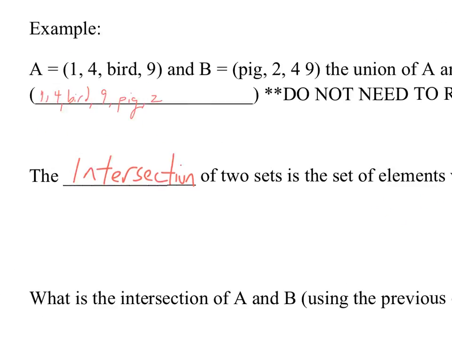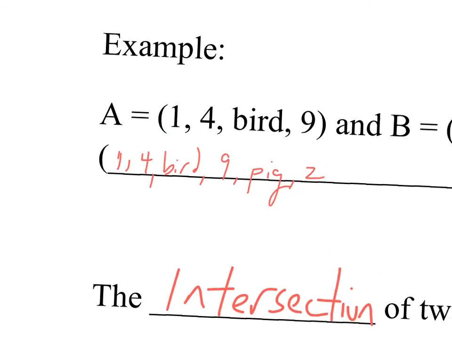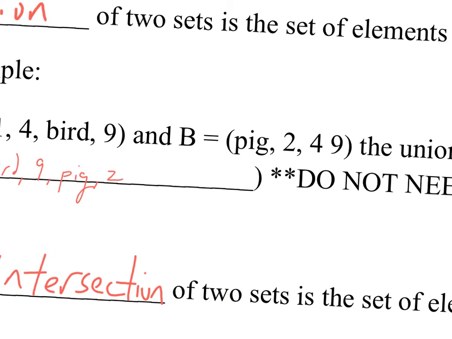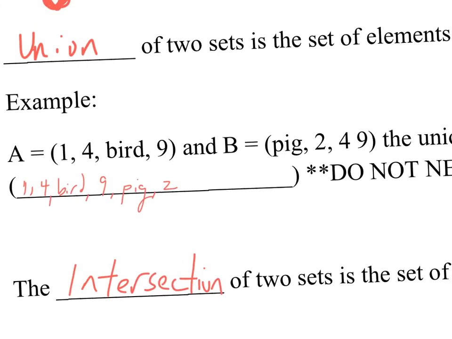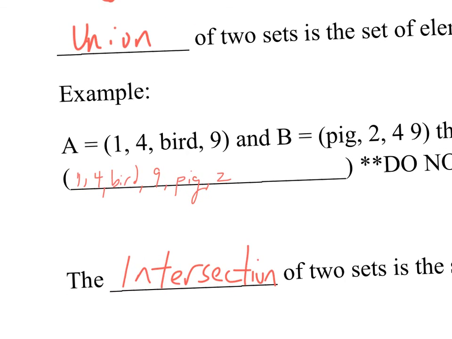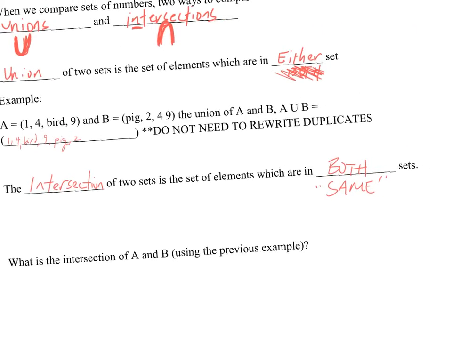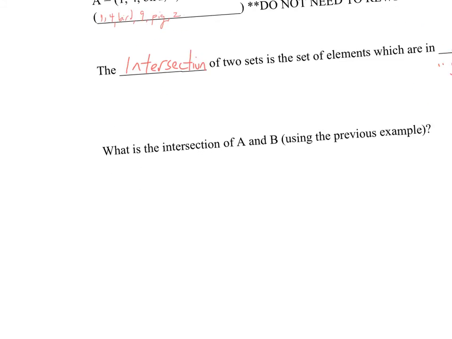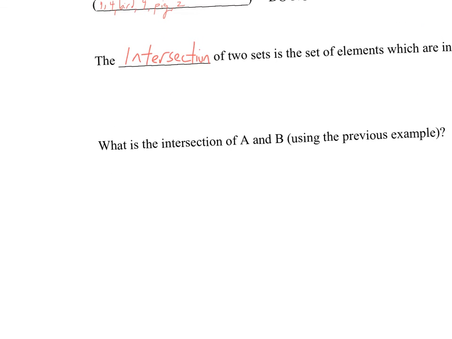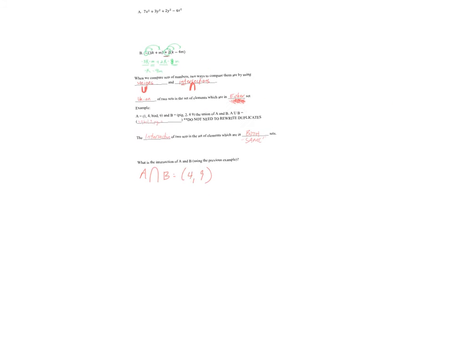So if I go back up to the example and I see in A, there's 1, 4, bird, 9, and in B, there's pig, 2, 4, 9, what's the same in both sets? Well, they both have a 4 and 9. So the intersection of A and B, it would be written A intersects B. That would just be the 4 and the 9. Those are the only two things that they have in common. And there it is. That's union and intersection.